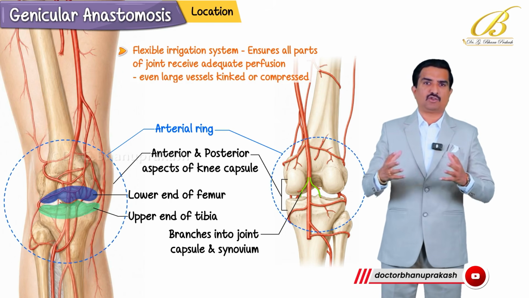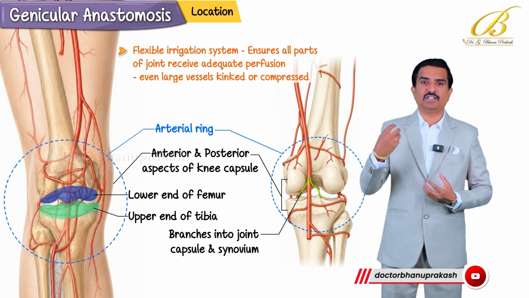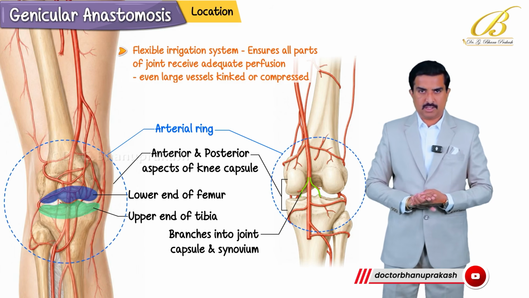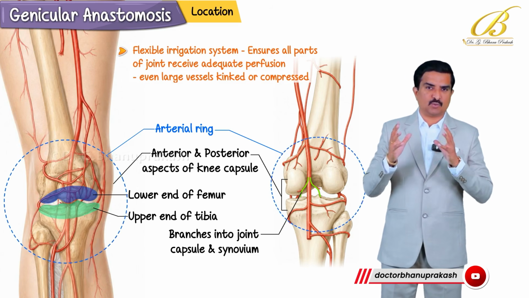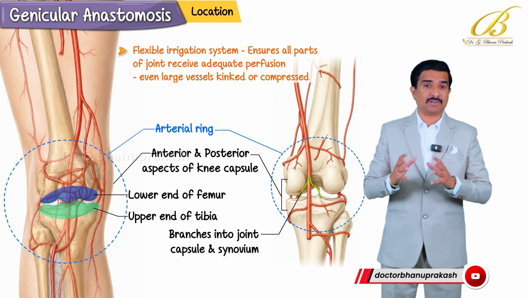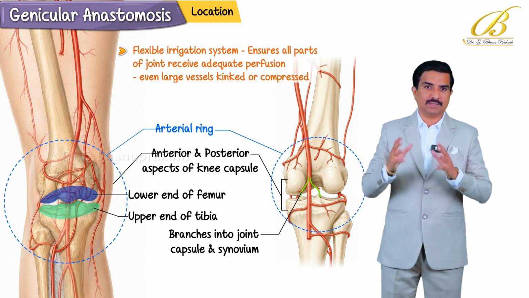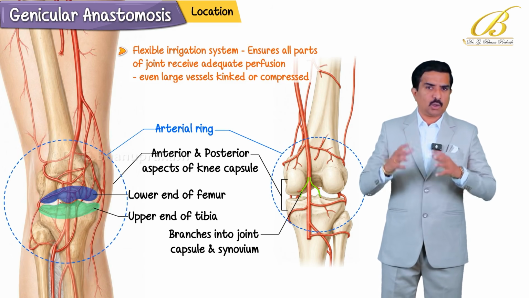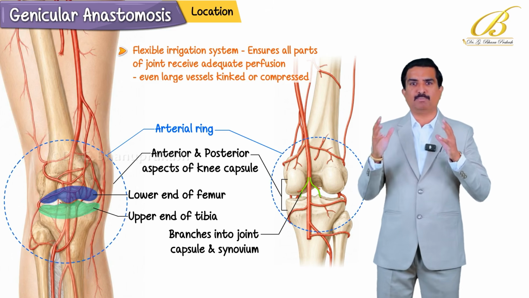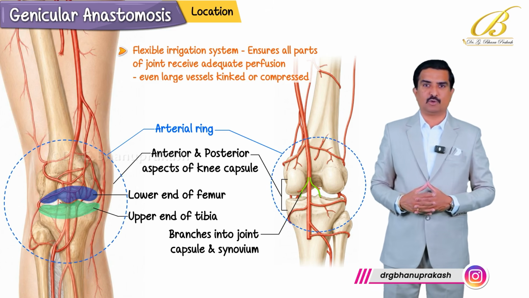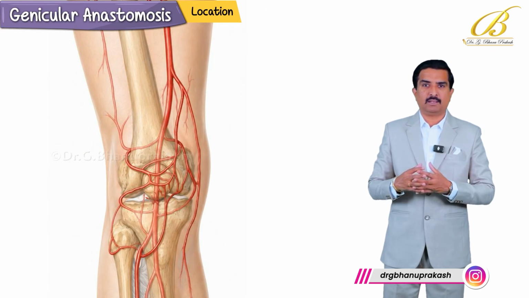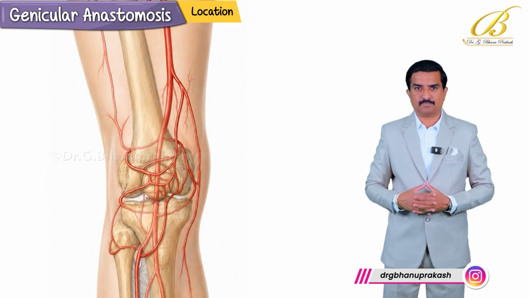So what are the arteries that contribute to the genicular anastomosis? Here I want you to focus very clearly, because in the exam they are going to ask you this segment. Here are the main contributors of the genicular anastomosis, grouped by their parent arteries.